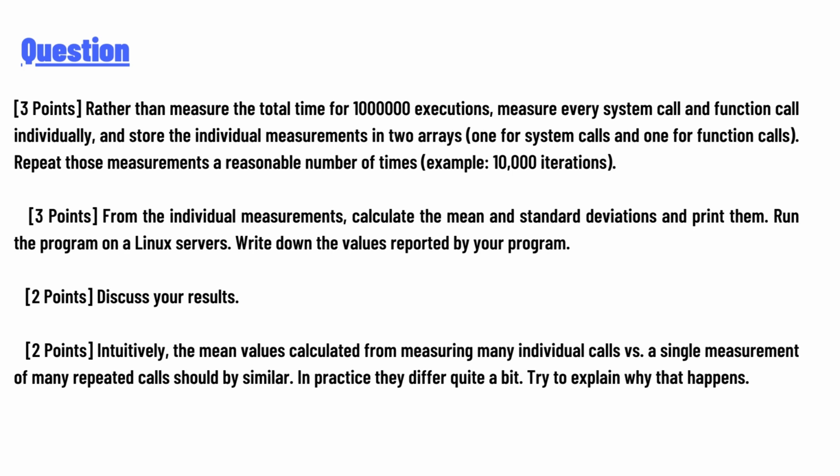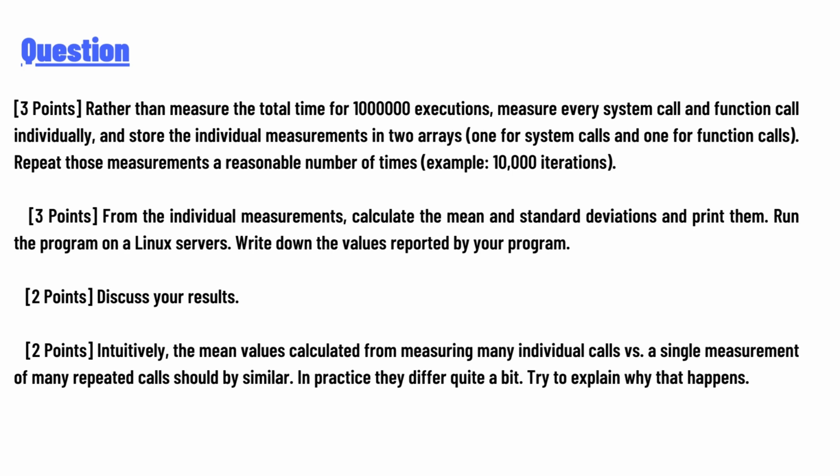Third point: rather than measure the total time for 1000000 executions, measure every system call and function call individually and store the individual measurements in two arrays, one for system calls and one for function calls. Repeat those measurements a reasonable number of times, for example 10000 iterations. For the individual measurements, calculate the mean and standard deviation and print them.